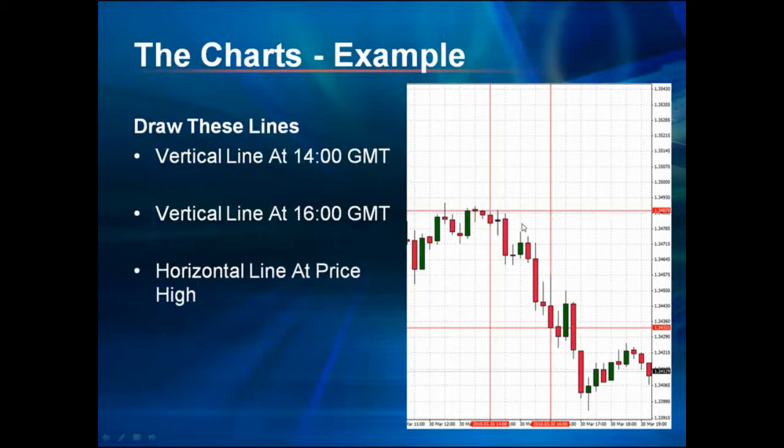And we want to draw a horizontal line at the high price point, so in this case it was 1.34870. We just draw a line there, and we draw another horizontal line at the low price point of the time in between those 2 lines. So again, just a single click. Let's show you this in MetaTrader, and then we'll move on and talk about the rules of trading.